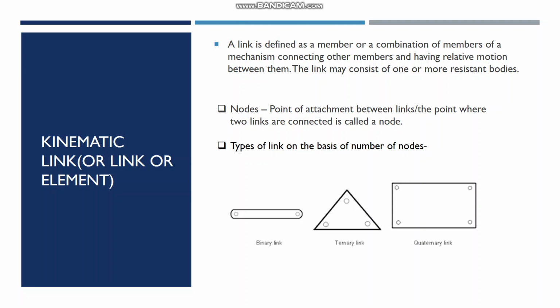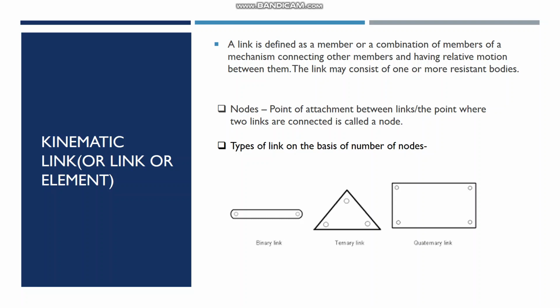motion between them. For example, let us consider a door which is connected by a hinge to the boundary of the wall. Then the boundary of the wall and our door are both called links, and the point of attachment for the boundary of that wall is called a node. So the point of attachment between links is called a node. And on the basis of the number of these nodes there can be multiple types of link.